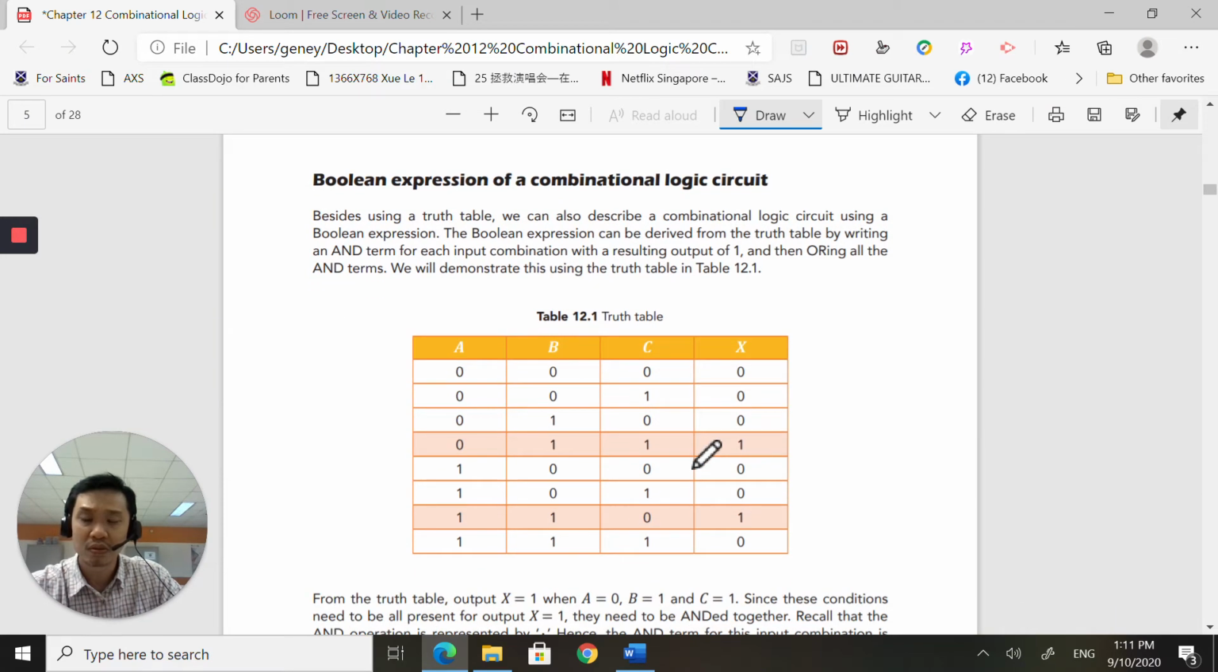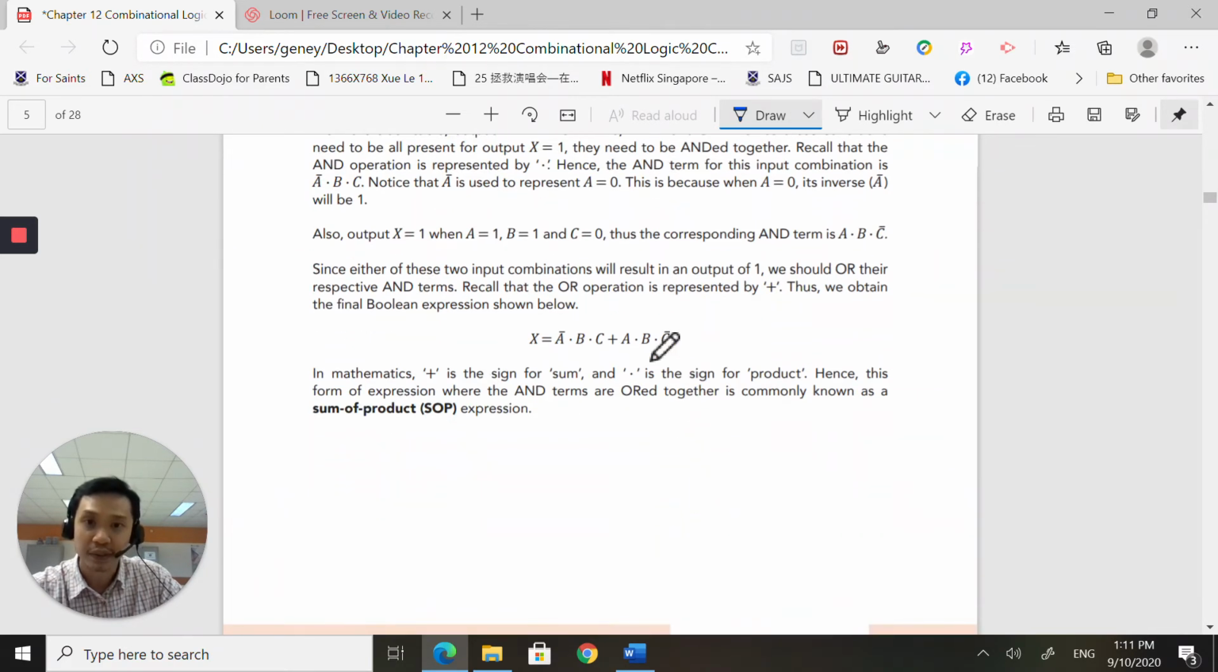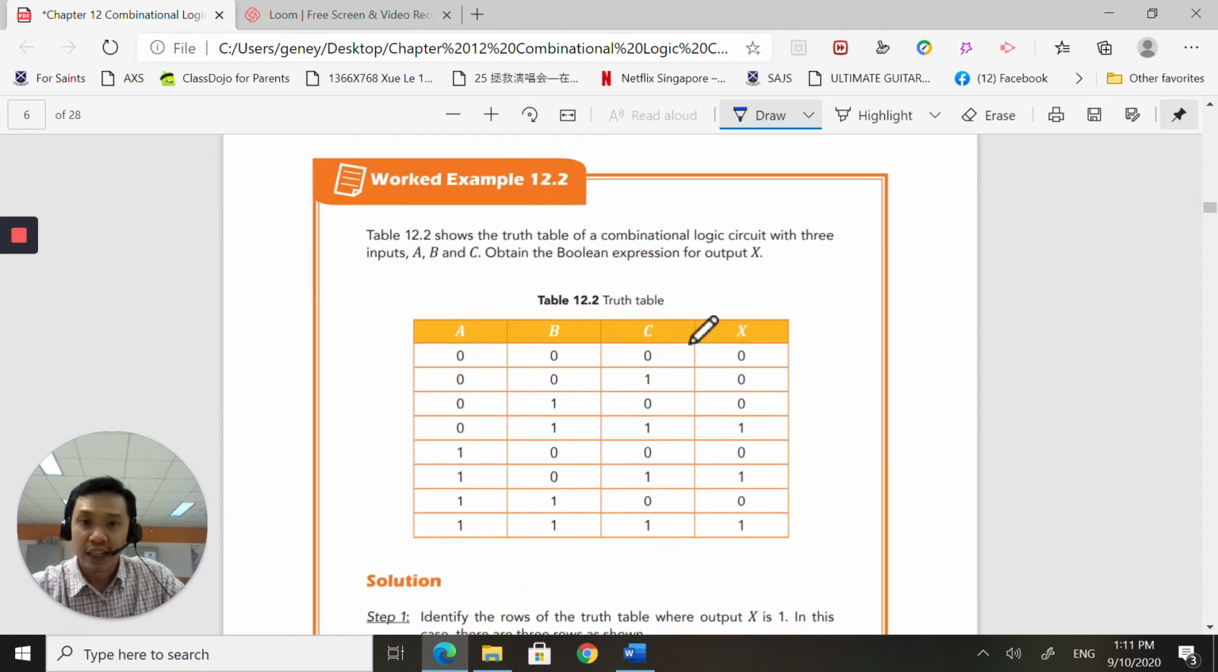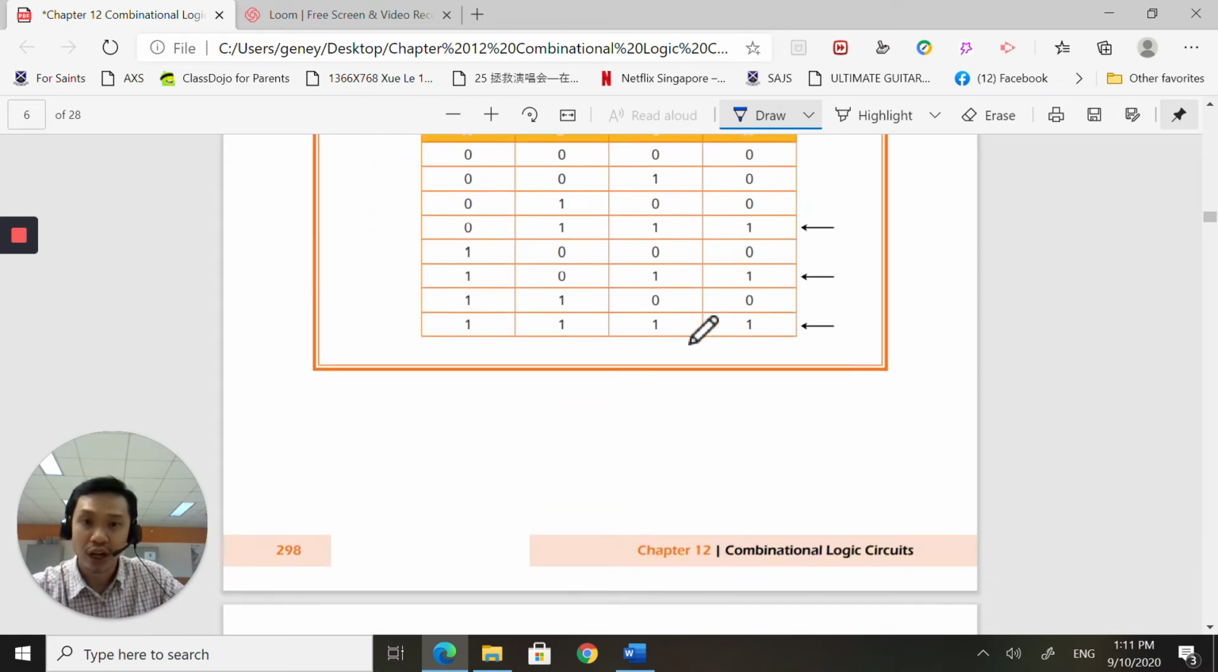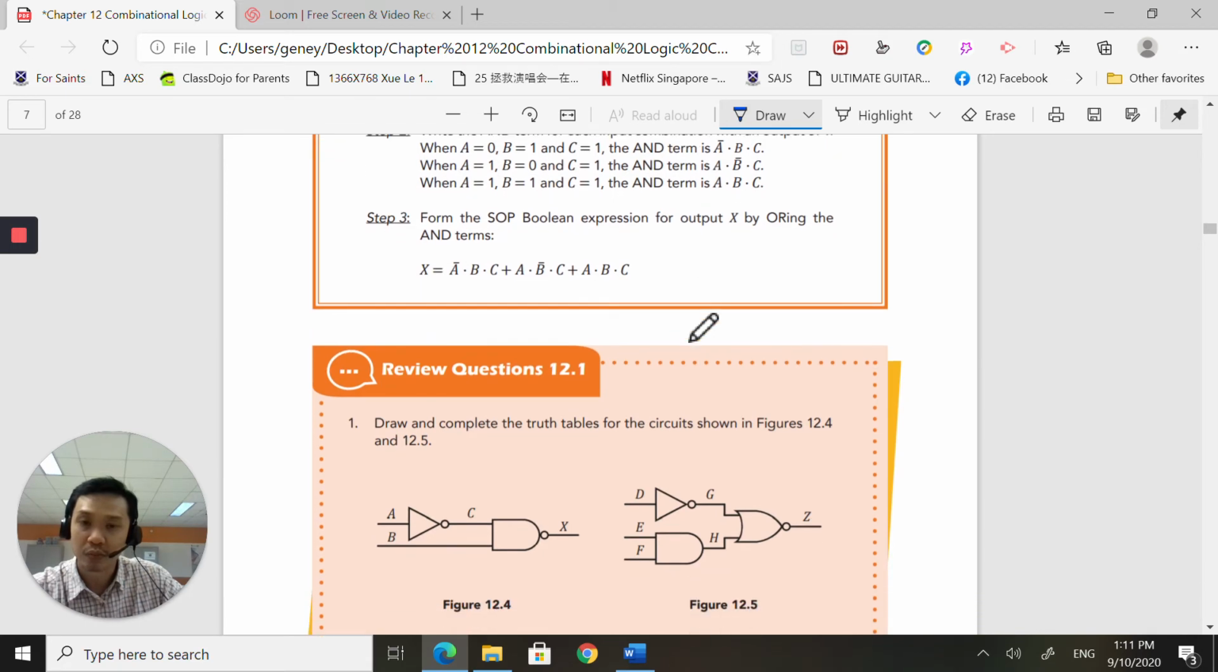So yeah, now looking at this other scenario here is to train you to come up with the SOP expression, the sum of product expression. So if I gave you this table, would you be able to write out the SOP expression? Give it a try, follow the steps that I did, and hopefully you'll be able to come up with the solution here. Okay, SOP. This is another work example. I want you to try this work example out. Okay, come up with the SOP.